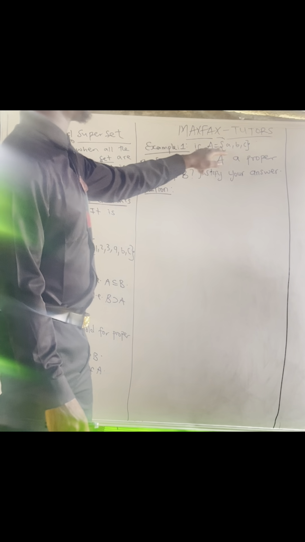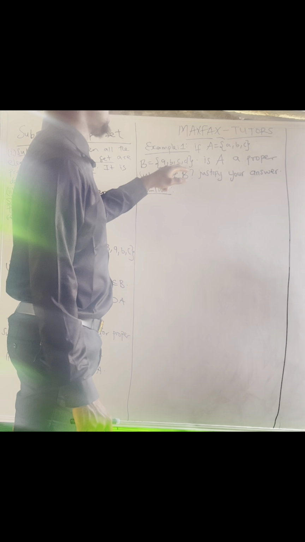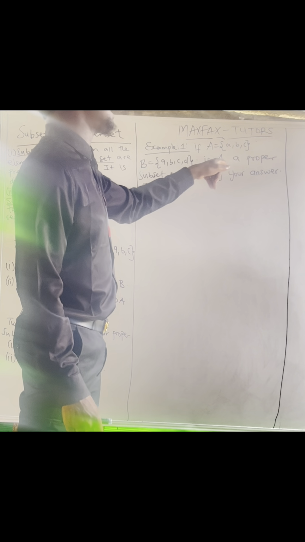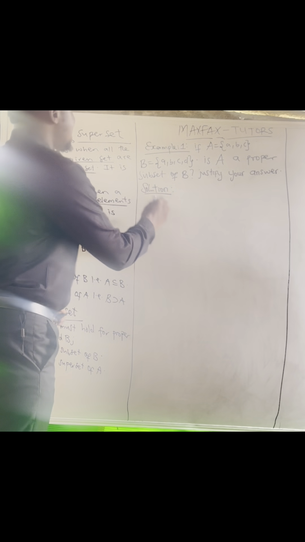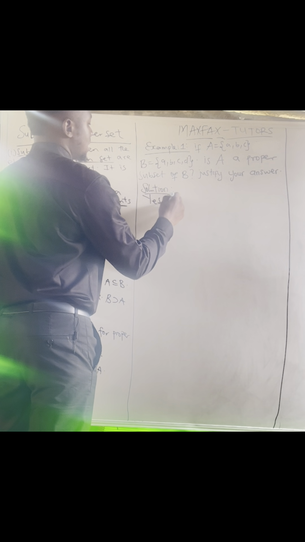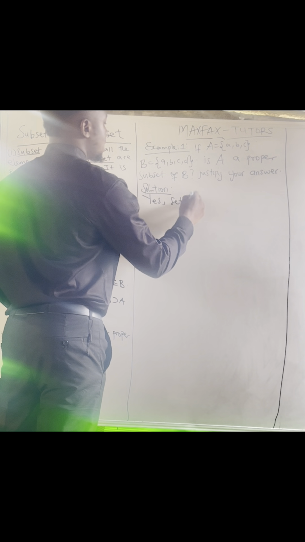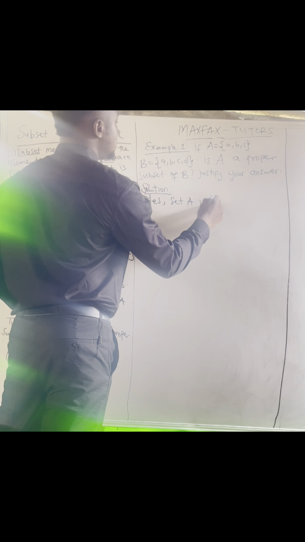Now let's look at an example. Let's say A is equal to {a, b, c} and B is equal to {a, b, c, d}. The question is, is set A a proper subset of set B? Justify your answer. The answer is yes. Yes, set A is a proper subset of set B because two conditions hold.